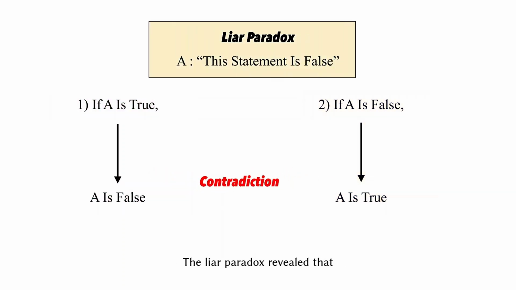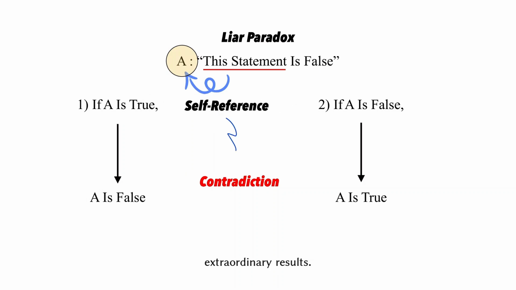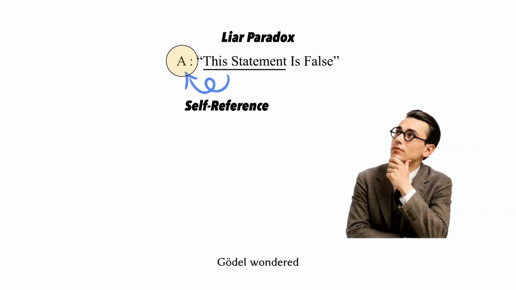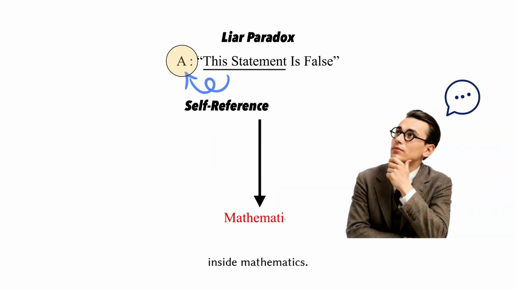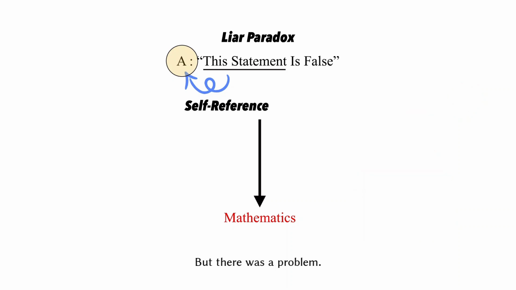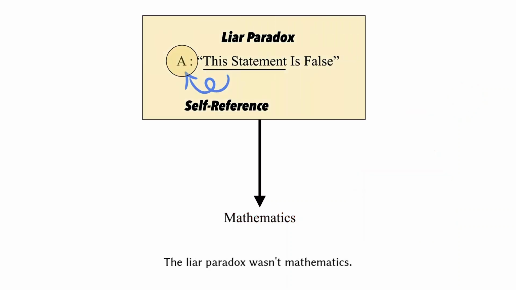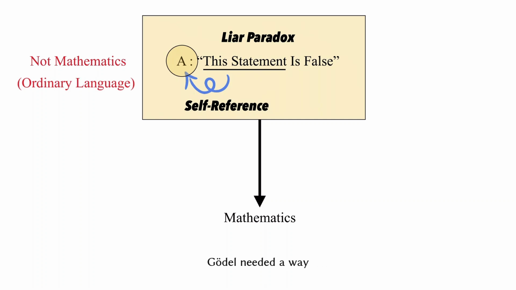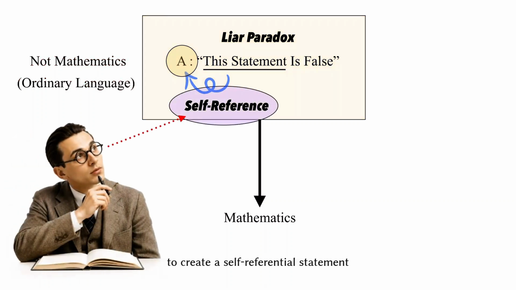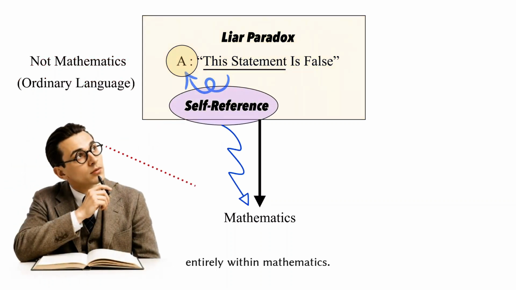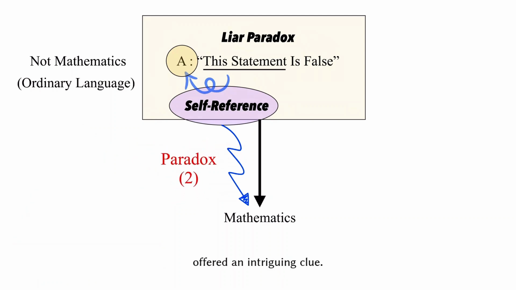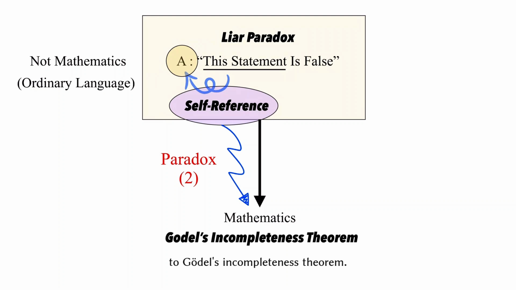The liar paradox revealed that self-reference could produce extraordinary results. Gödel wondered whether the same idea could exist inside mathematics. But there was a problem. The liar paradox wasn't mathematics. It was written in ordinary language. Gödel needed a way to create a self-referential statement entirely within mathematics. That was the challenge. Then another paradox offered an intriguing clue, one even closer to Gödel's Incompleteness Theorem.